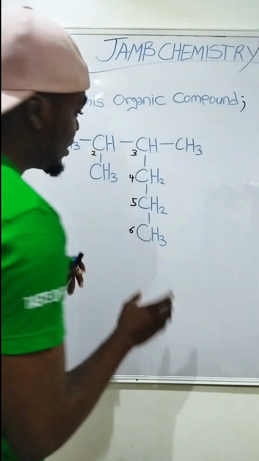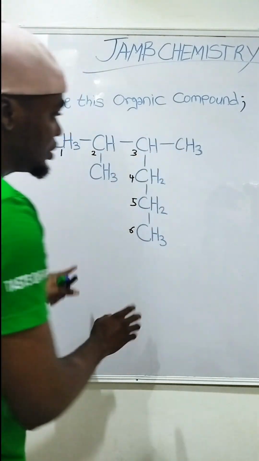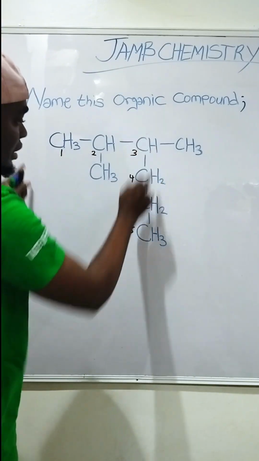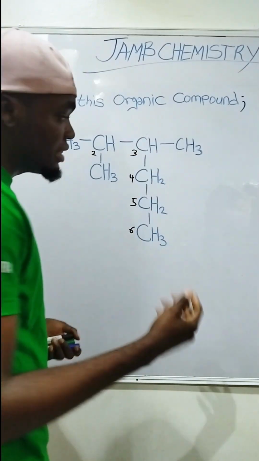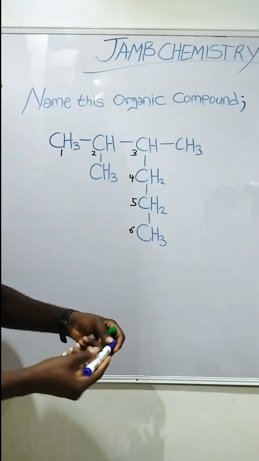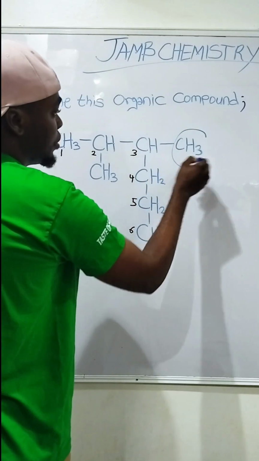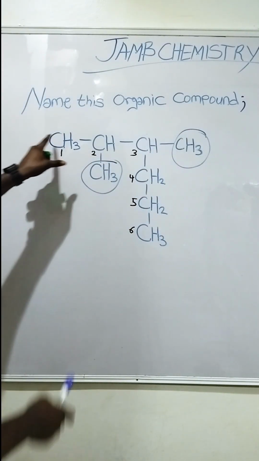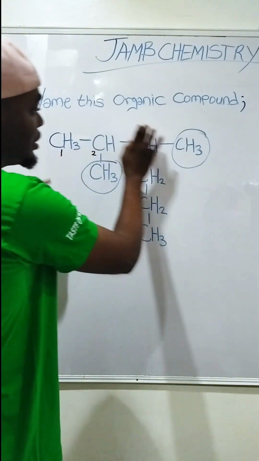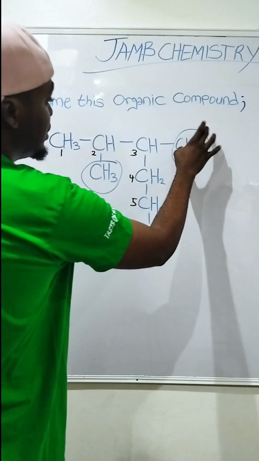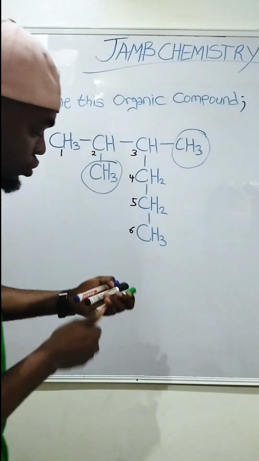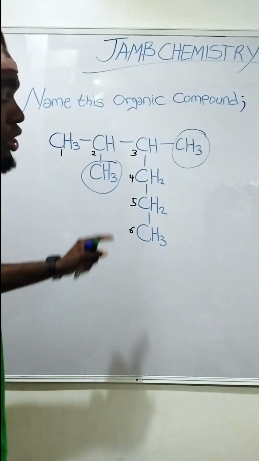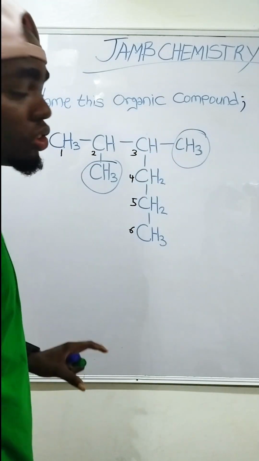Now that we have gotten the longest carbon to carbon chain, that means this is the longest carbon to carbon chain. After getting the longest carbon to carbon chain, every other thing becomes a substituent. That means this is a substituent and this is also a substituent. So after locating the longest carbon to carbon chain and the substituents, the next thing is to check the direction that will give these two substituents the lowest number possible.